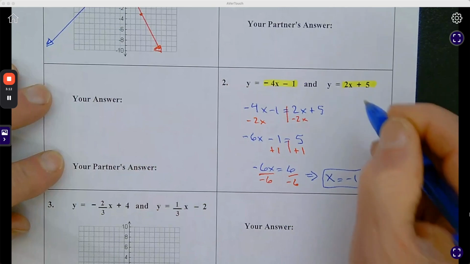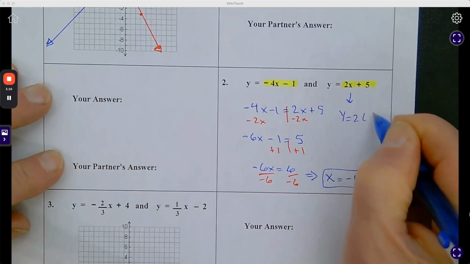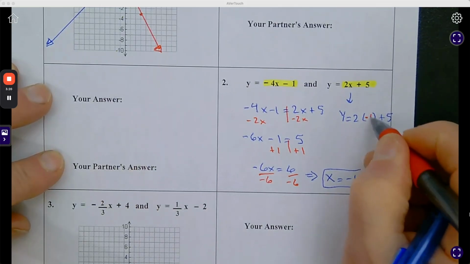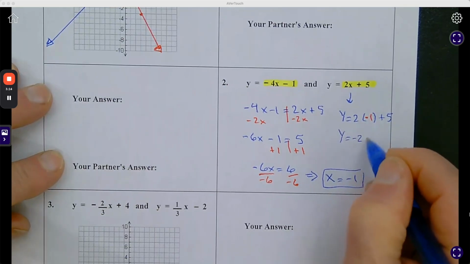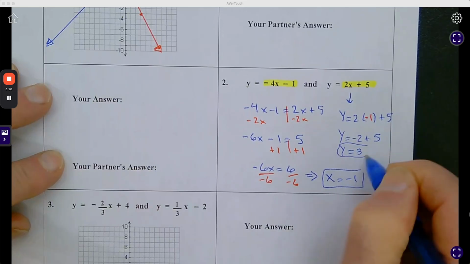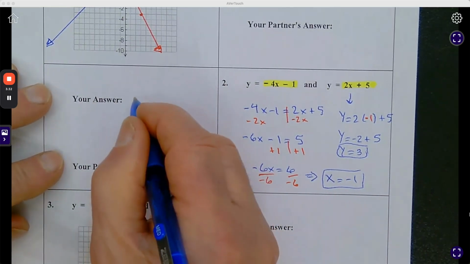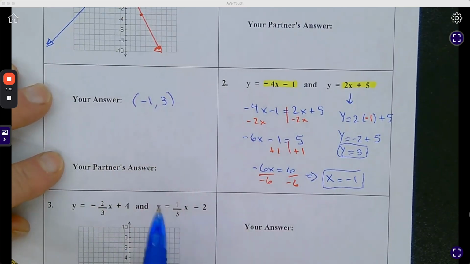Now I'm going to find my y. Instead of x, I'm going to put negative 1. I'm going to simplify this. That's negative 2 plus 5. That is 3. So my final answer needs to be in the form of an ordered pair: negative 1 comma 3. Then I'm going to check my answer with my partner.